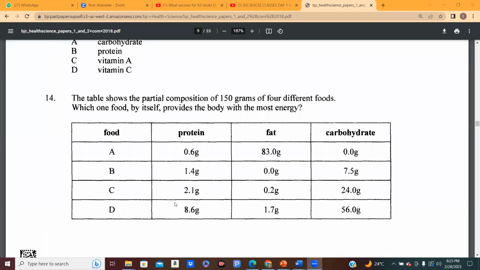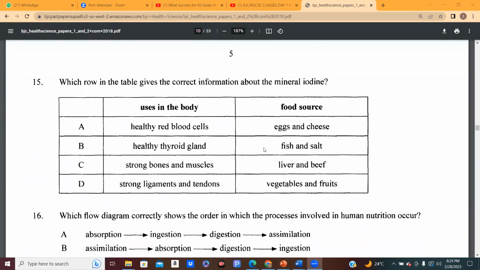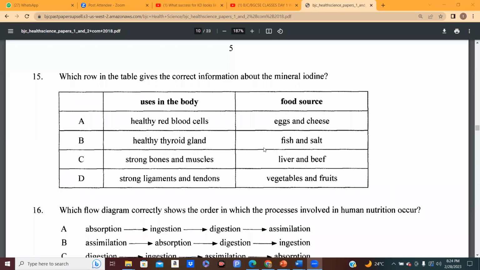Next question is for Chardonnay. It says the table shows the partial composition of 150 grams of 4 different foods. Which food by itself provides the body with the most energy? Is it A, B, C, or D? A. A, very good, because it has a lot of fat in it. Serenity, this one is for you. Number 15. Not Serenity. Rochelle, no, I'm sorry. I skipped Rochelle. Rochelle, this one is for you.